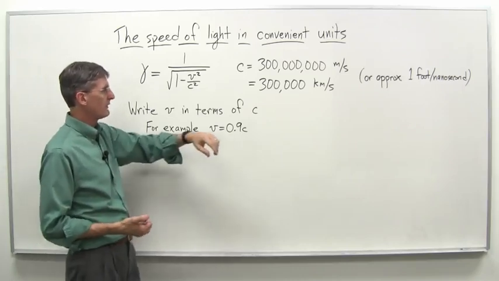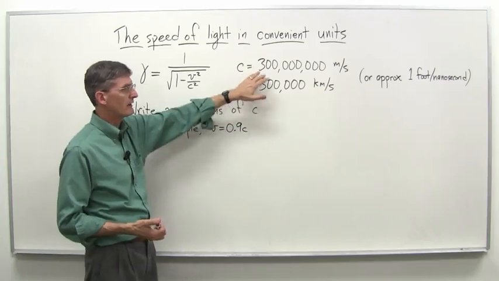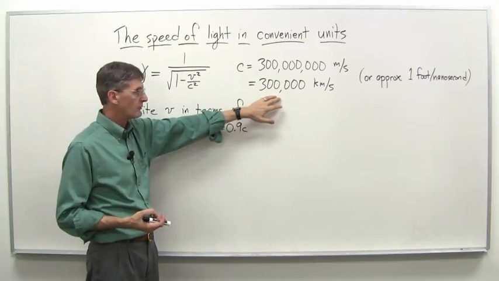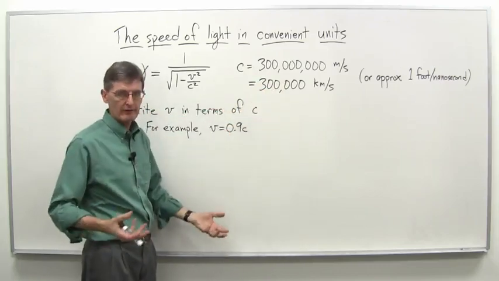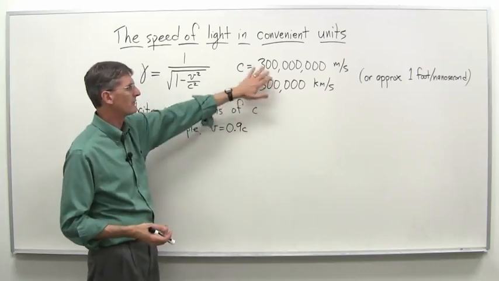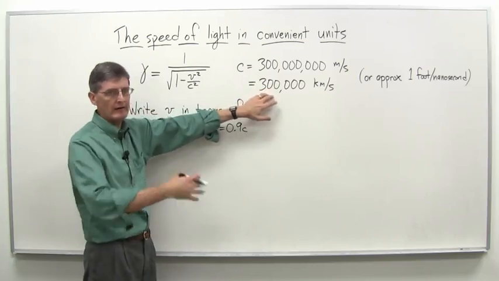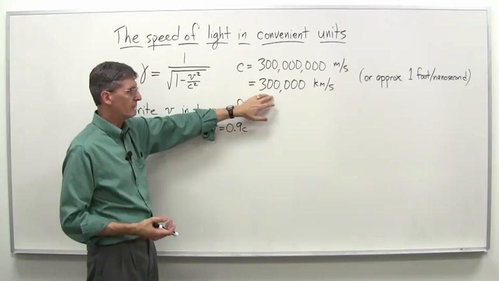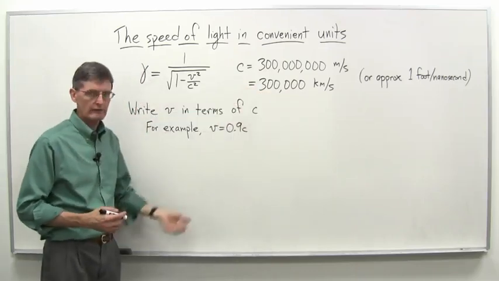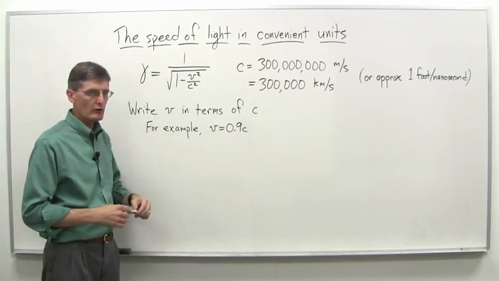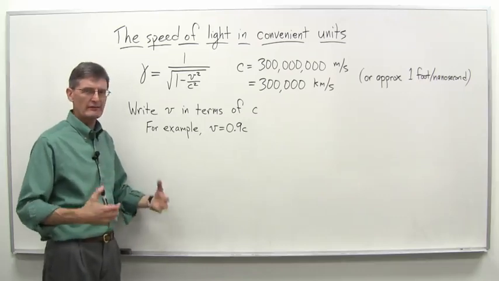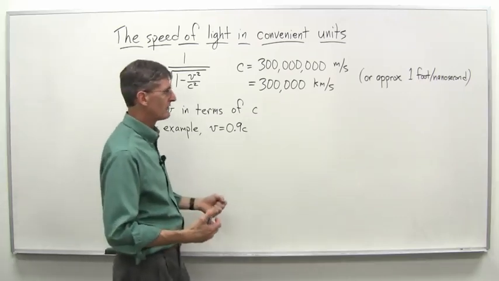And we've typically been using the speed of light as 300 million meters per second or 300,000 kilometers per second. You can do it in miles per second, 186,282 miles per second. And if you want to be a little more precise here, it's actually 299 and some other digits there. But for our purposes, it's perfectly legitimate to just take 300,000 kilometers per second or 300 million meters per second.